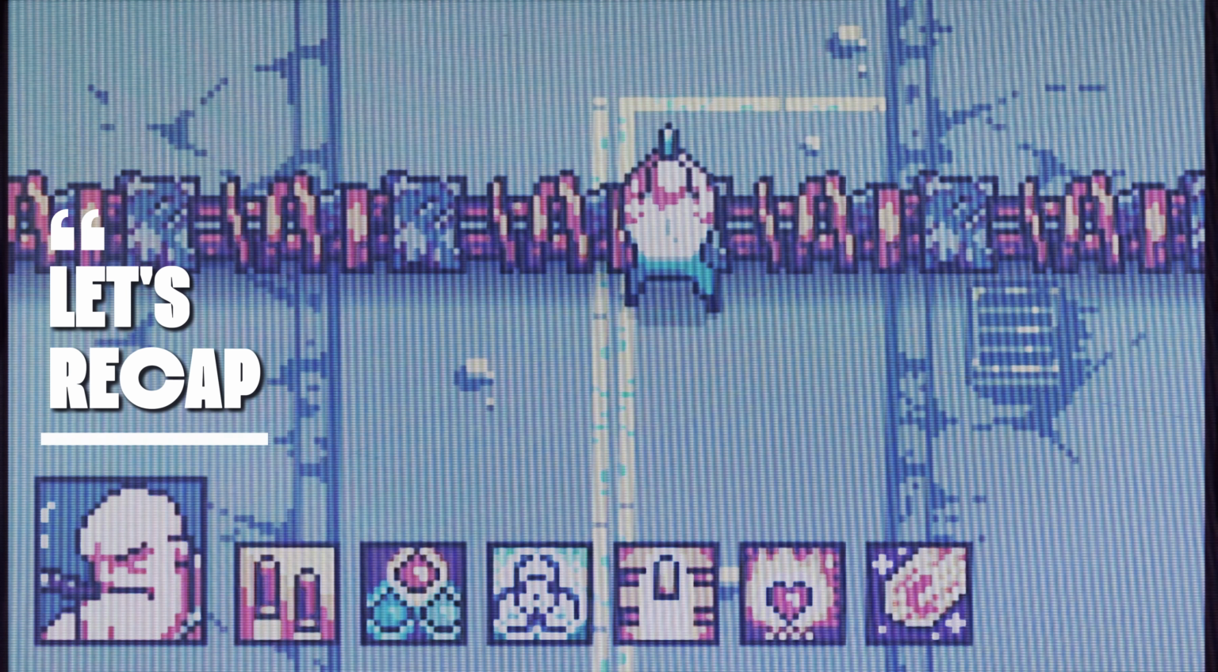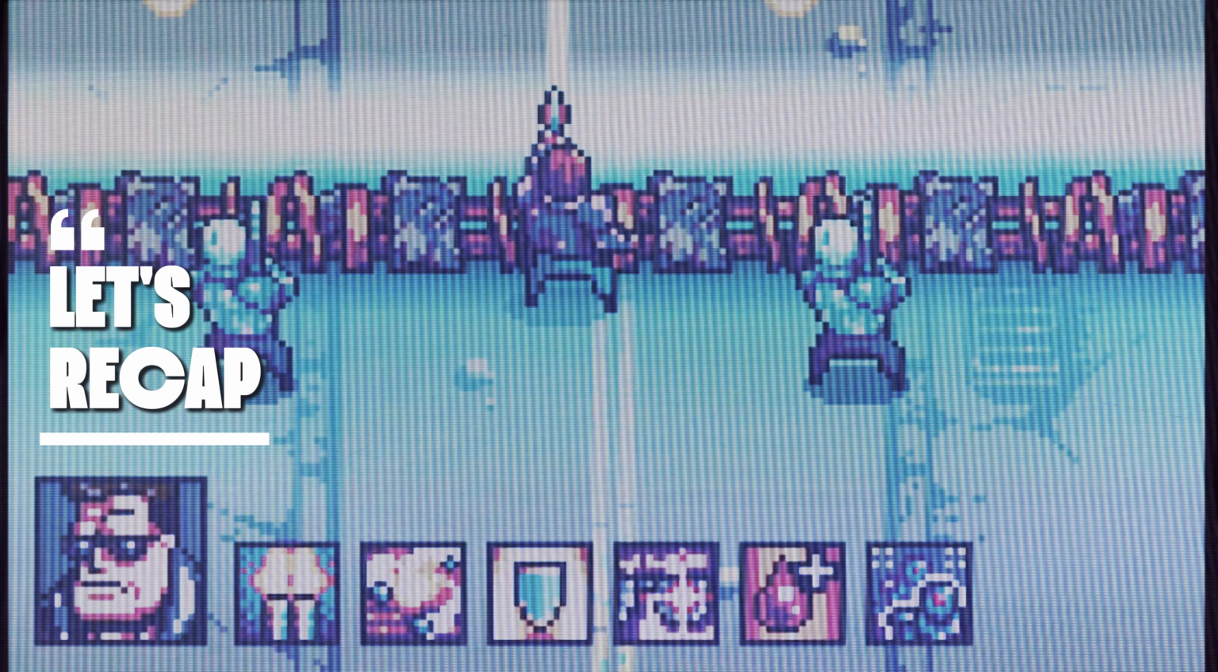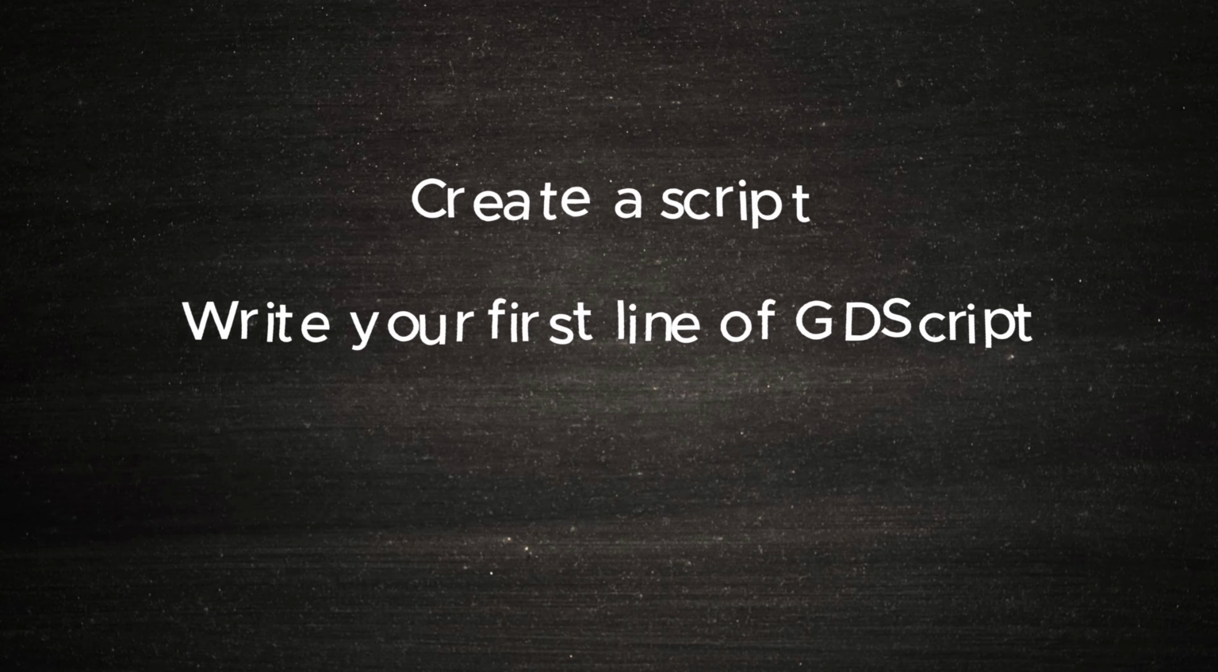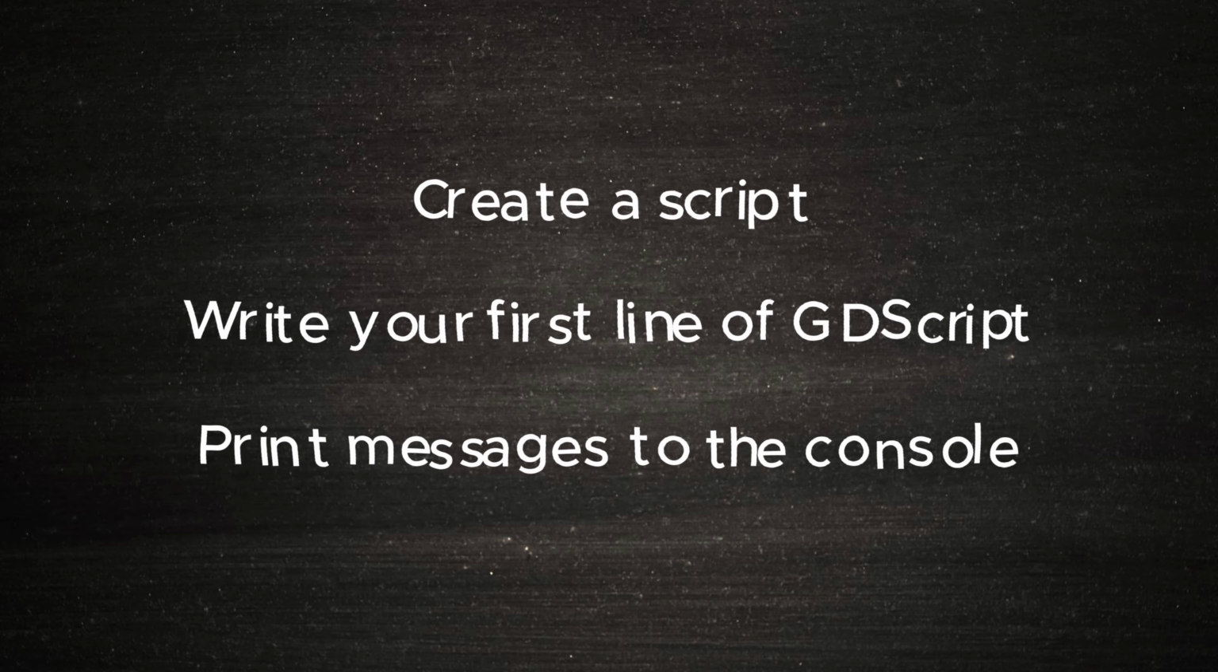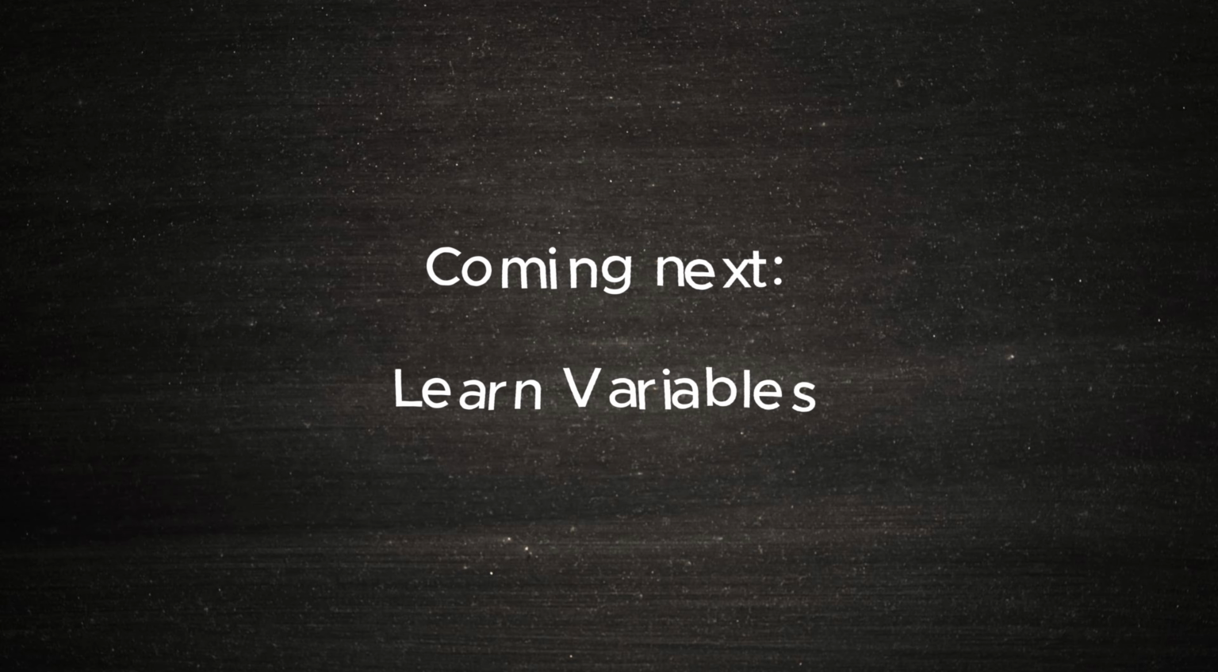So let's recap. You've learned to attach your first script to a node, write your first line of code in GDScript, and print messages to the console. That's a huge step. You are now officially coding in Godot. In the next episode, we will explore one of the most important concepts in programming: variables. See you there!